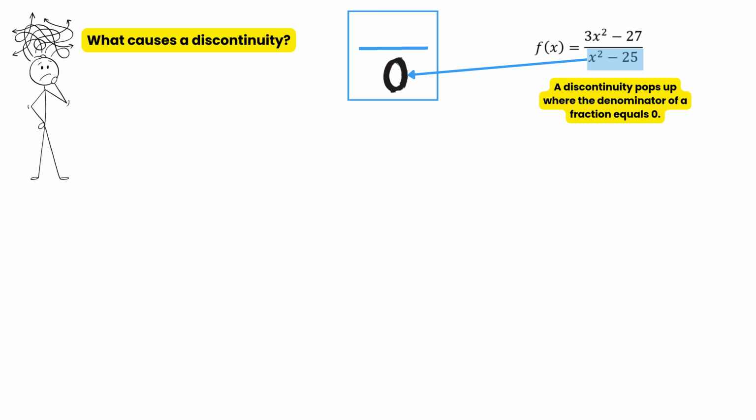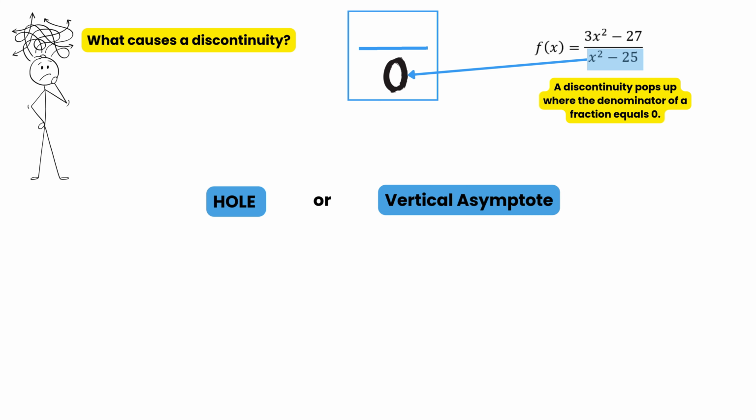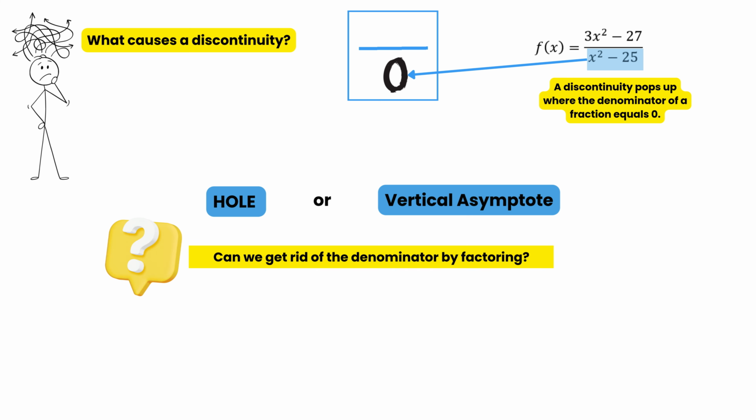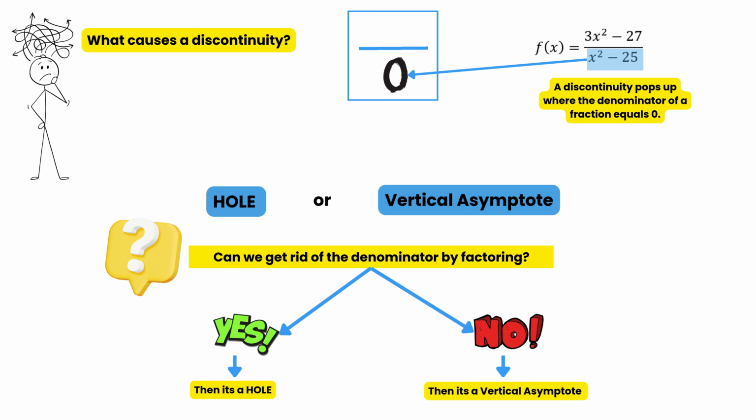Now that we know what causes a discontinuity, the next question is, how do we know whether it's a hole or a vertical asymptote? The good news? It's actually really easy to figure out. You just need to ask one simple question. If we factor the function and the denominator cancels out, then it's always a hole. But if we factor and we can't cancel out the denominator, then it's a vertical asymptote. That's it. Easy rule, and it works every time. All right, let's go through two quick examples together to really make sure this concept is clear.